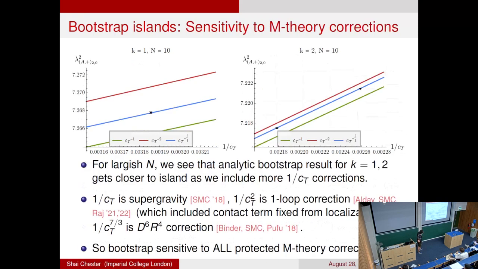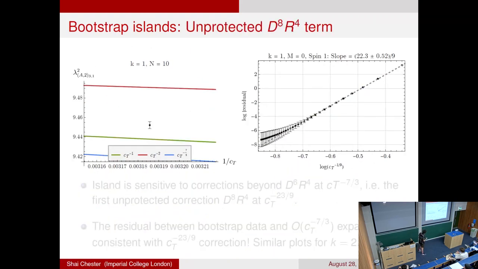So we can't actually use this plot yet to understand D^8 R^4, because the plot in some sense is like too precise. Because the blue line is within this allowed region, that means we're not really sensitive to the next correction. So we need to look at some CFT data where the plot would actually be sensitive to the D^8 R^4 correction. So for that, we look at the next simplest CFT data, which is the spin 1 OPE coefficient in the A2 multiplet. So this is the next simplest guy.